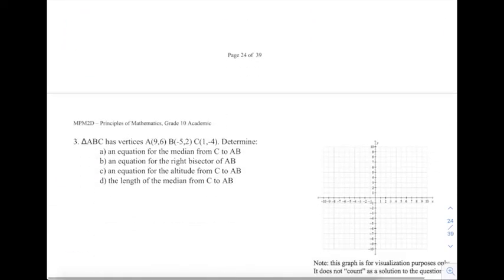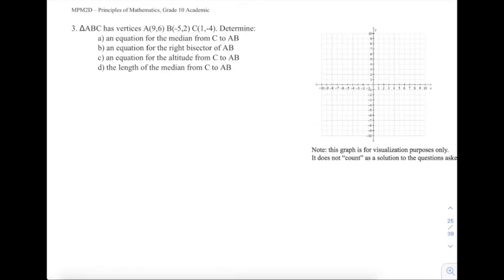Okay, so the last question. This is the one I said is a bit long. It's really your middle of the road, meat and potatoes 3.3 question. I'm giving you 3 points and I'm asking you to calculate the median, altitude, perpendicular bisector, and then the length of one of the medians. So this is like a summary of the whole lesson in one question. Okay, so let's do it, and then we'll take a break. So we've got (9, 6). That's A.